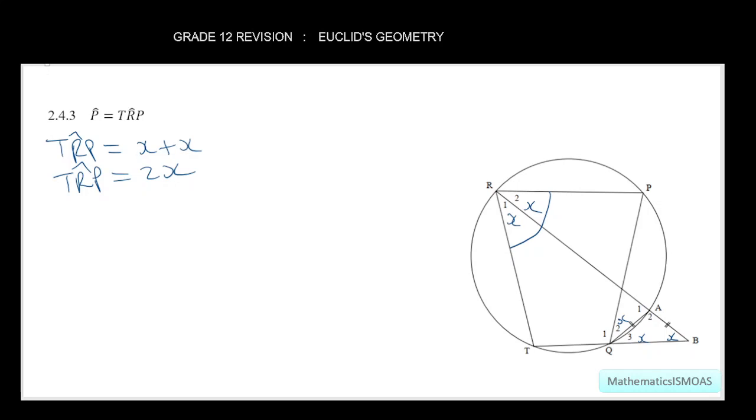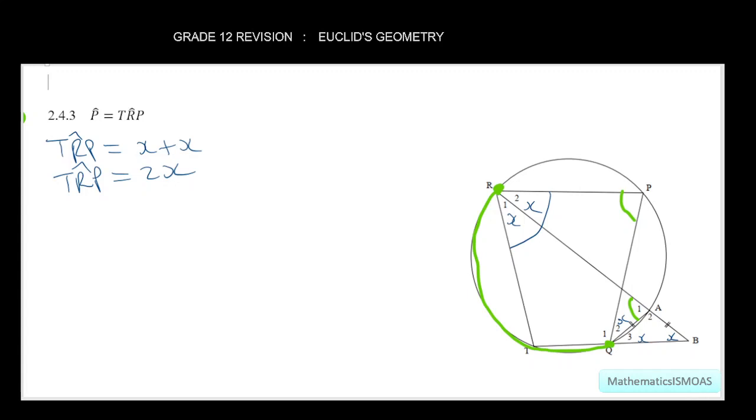Now, let's have a look at angle P. Angle P will be equal to angle A1. These are angles in the same segment. Both P and A1 are subtended by the same arc, which is arc RQ. You see, arc RQ subtends P at the circumference of the circle and also subtends angle A1 at the circumference of the circle.